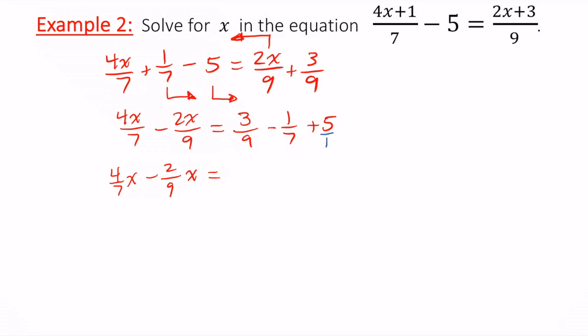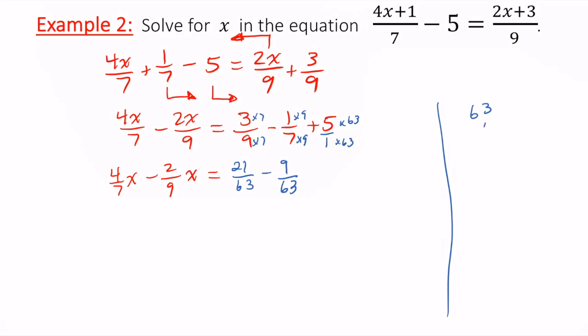We can get 3 over 9 with the denominator of 63 by multiplying top and bottom by 7. This 1 over 7, we can multiply top and bottom by 9. Remember, we're not changing the fraction at all. We're actually creating equivalent fractions, just ones that are easier to work with. And of course, this 5, we have to multiply top and bottom by 63. I don't know 63 times 5 off the top of my head, so I'm going to do a quick calculation. So that's 315.